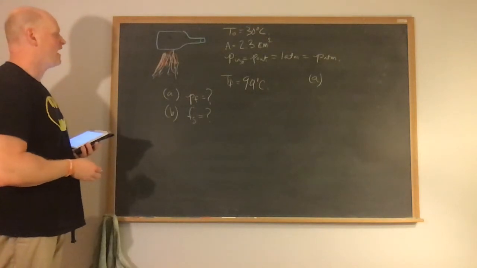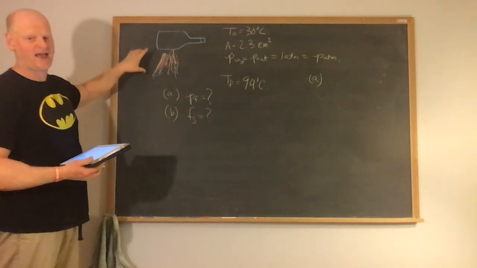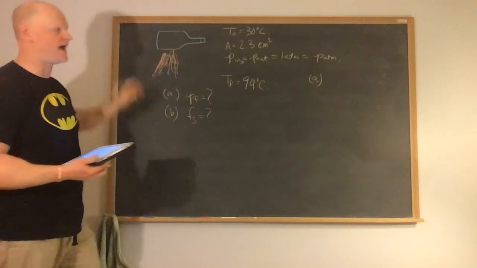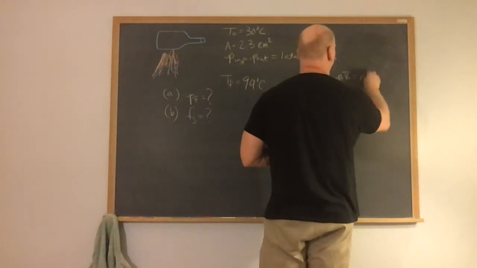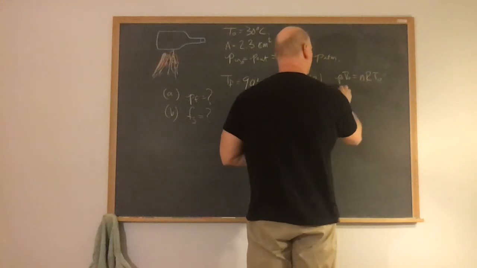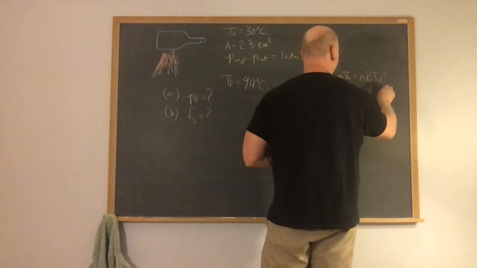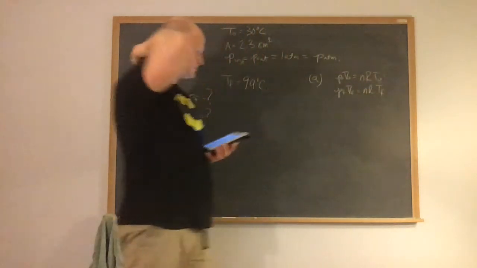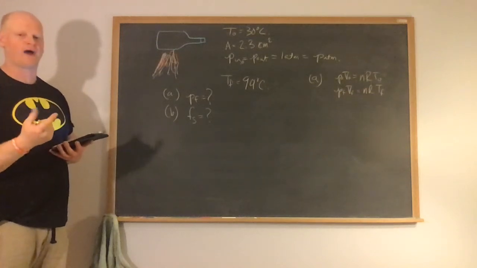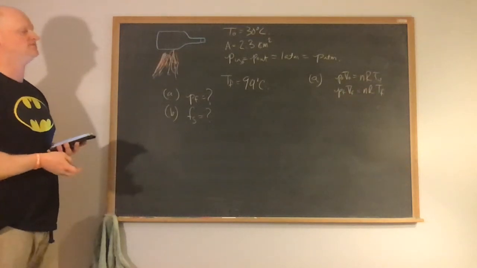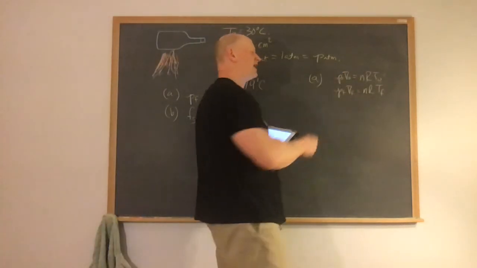Part A: we know this thing has to satisfy the ideal gas law initially, and it has to satisfy it at the end. So the initial pressure times the initial volume must be equal to nR times the initial temperature. And the final pressure times the final volume must be equal to nR times the final temperature. In this case, the number of moles on the inside must be the same because the cork hasn't popped out. We haven't added gas to it or taken gas out. And here we're going to make the assumption that the final volume is the same as the initial volume.